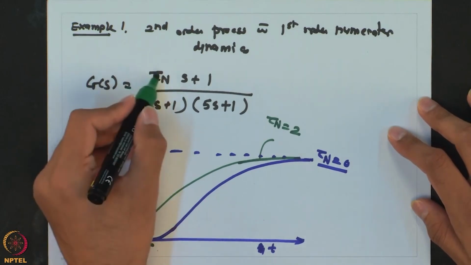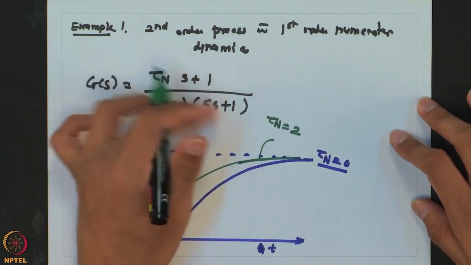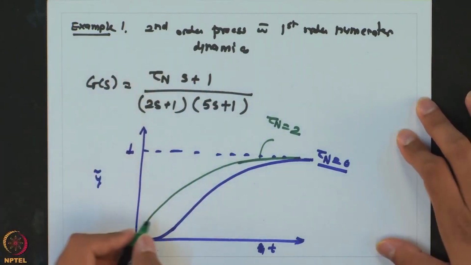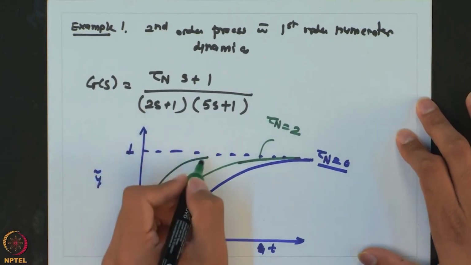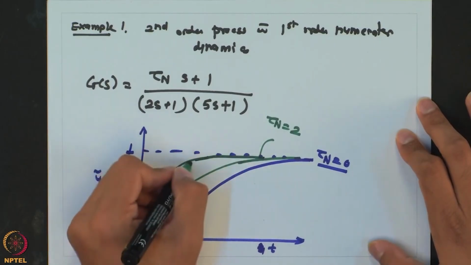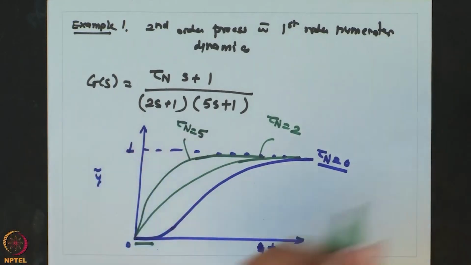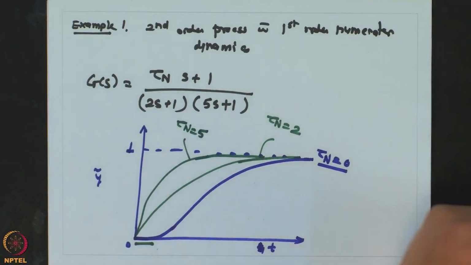Same thing will be true when I take tau n is equal to 5. In that case, it will be 5s plus 1 over 2s plus 1 times 5s plus 1. So, these two terms will get cancelled and the response will be 1 over 2s plus 1, which is significantly faster than this. So, in that case, the response will be like this. This is when tau n is equal to 5. So, these are very simple cases to analyze.